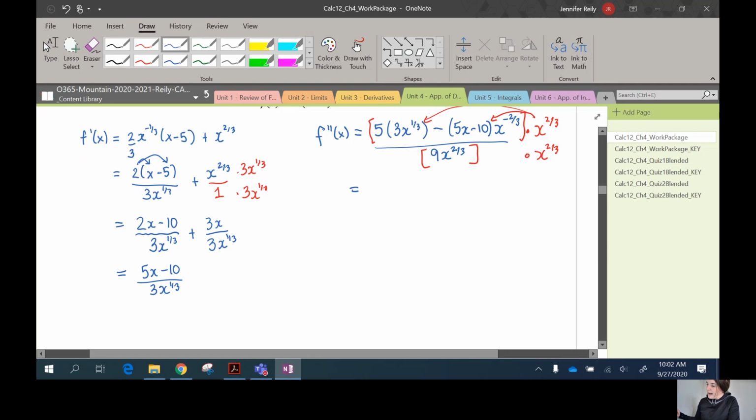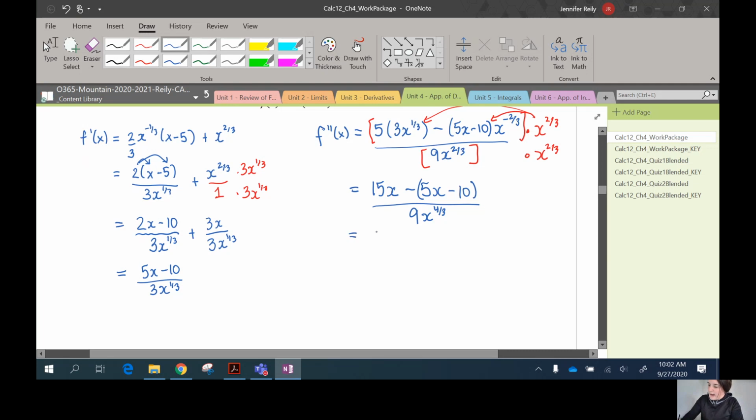Okay, so the first term in the numerator becomes, so I'll expand it out too. So 5 times 3 is 15. And then remember, you add the powers. So 1/3 plus 2/3 is 1. So you just get 15x. And the second term is really nice. So you'll have minus 5x minus 10. And negative 2/3 plus 2/3 is 0. So you just have x to the power of 0, which is 1. So I'm not even going to write it down. And then all over 9, and then we add the exponents there, so we get 4/3.